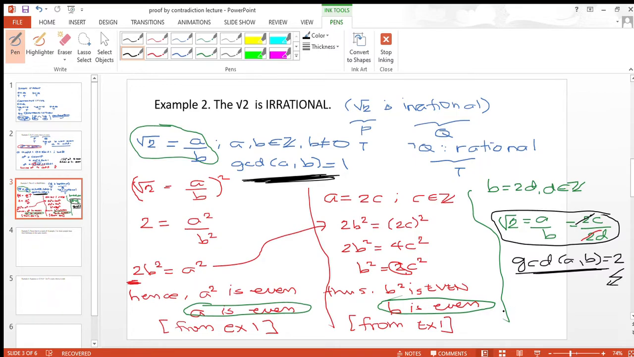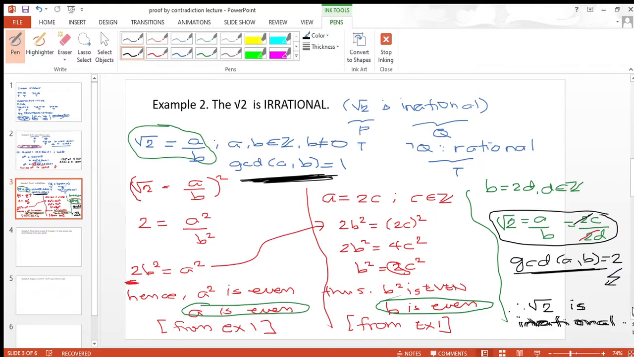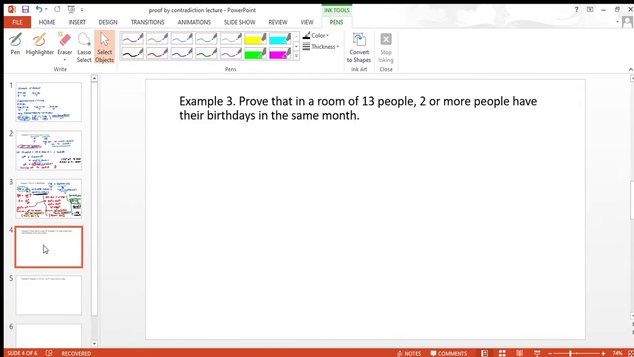Therefore, final conclusion, the square root of 2 is irrational. That will now be our final conclusion. So that's where the contradiction kicks in. Next example, third example. Prove that in a room of 13 people, 2 or more people have their birthdays in the same month.